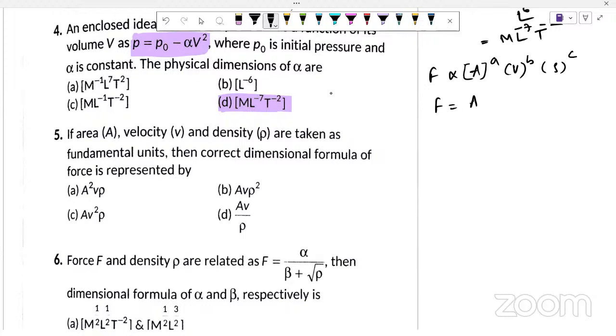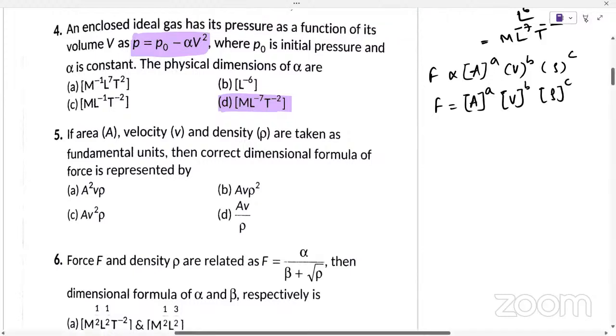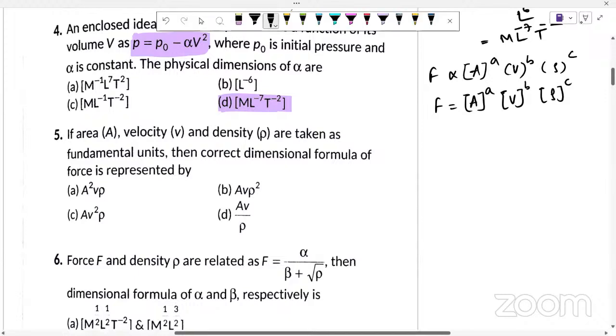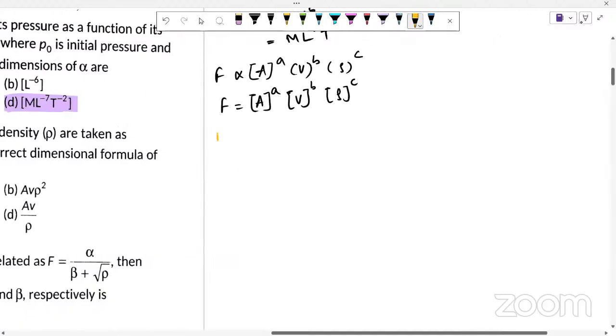F is equal to A to the power of small a. The next one is V to the power of B. The next one is density, that is rho, to the power of C. Equate the dimensions. That is, dimension of your force will be equal to how much? Dimension of the force is M L T power minus 2.